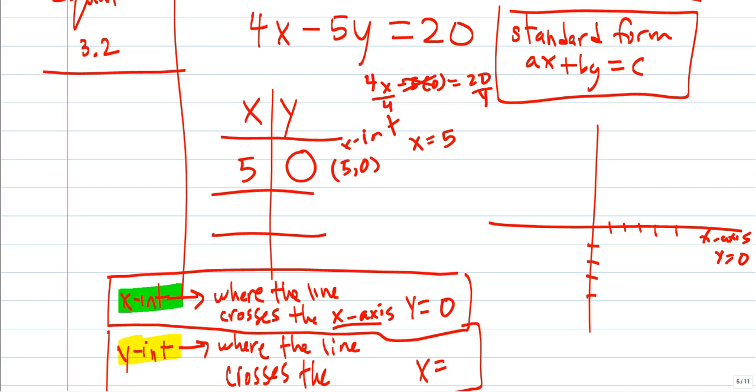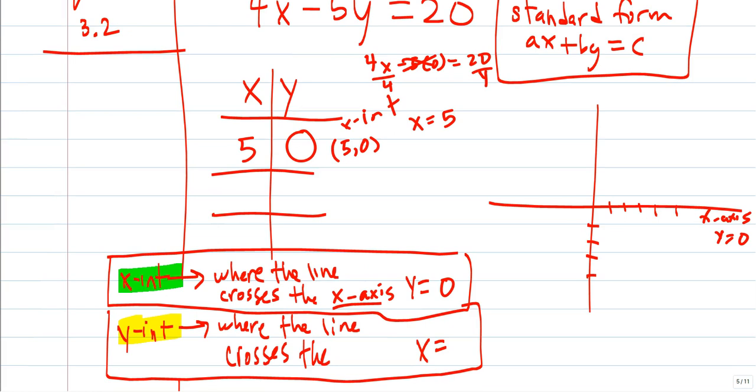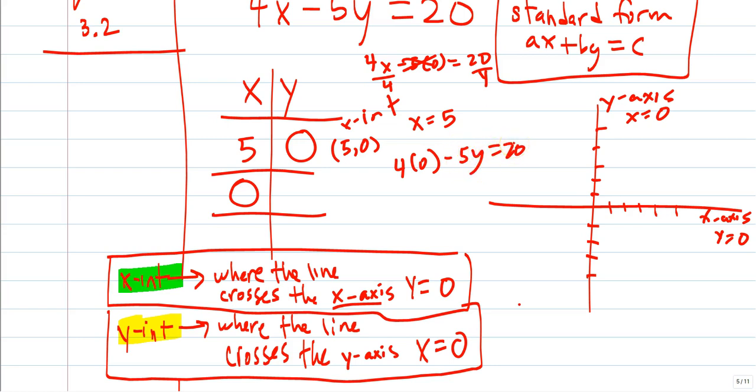The second point I'd like to find would be the y-intercept. That's where the line's going to cross the y-axis. Anywhere on the y-axis, x equals 0. Any point on here, 0, 0, 0, 1, 0, 2, 0, 3, any point on the y-axis is going to have an x value of 0. So stick a 0 for the x. If I stick a 0 in the equation for the x, I get 4 times 0 minus 5y equals 20. 4 times 0 just zeroes out. So now I end up dividing by the negative 5 and getting that y equals negative 4.